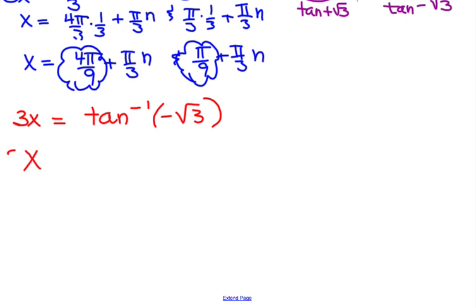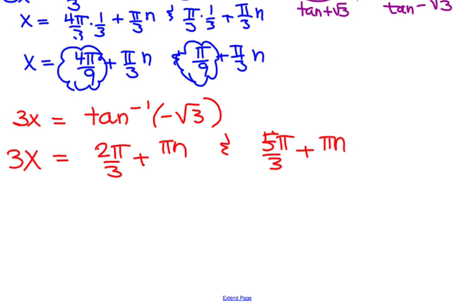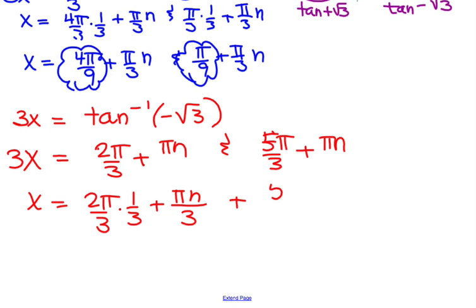So we say 3x equals, make sure I'm doing this right here, 2 pi over 3 and 5 pi over 3. So 2 pi over 3 plus pi n and 5 pi over 3 plus pi n. Now we'll divide everything by 3 or multiply by 1/3. So 2 pi over 3 times 1/3 plus pi n divided by 3 plus 5 pi over 3 times 1/3 plus pi n divided by 3.